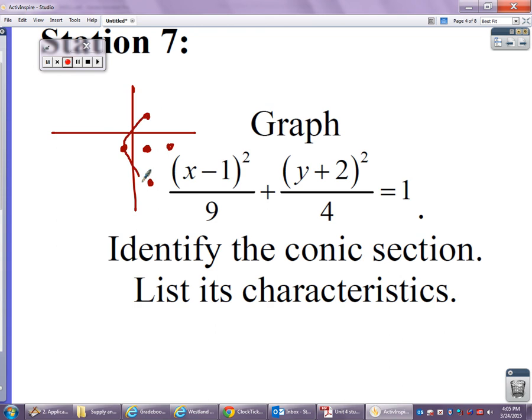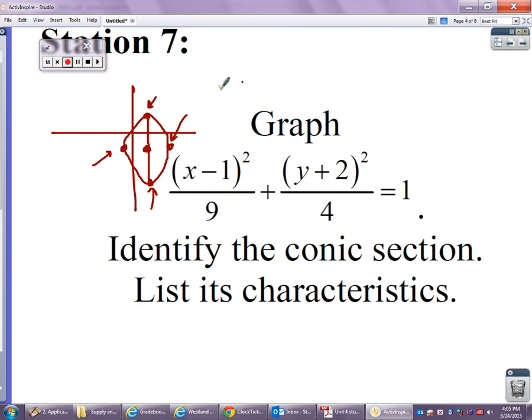And now I know that the major axis is vertical. So these are your vertices. These are your co-vertices, right here and here. And it's an ellipse. And the only other thing you might have to do is find the foci.